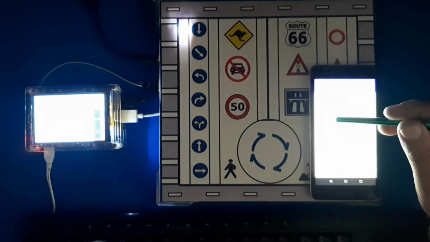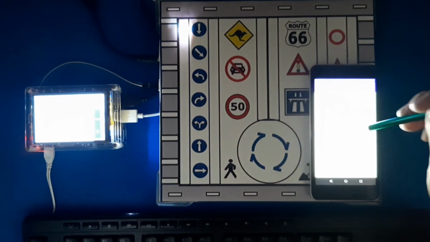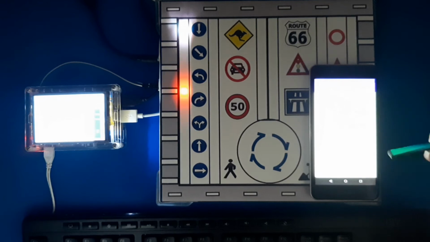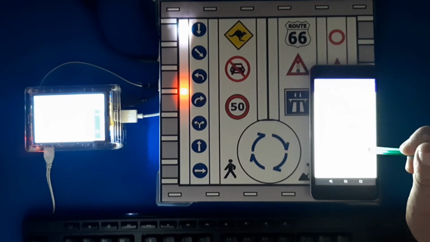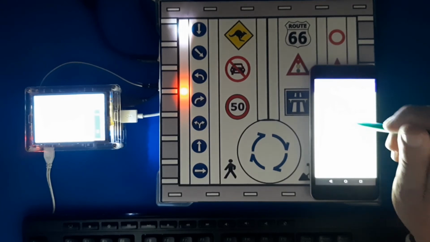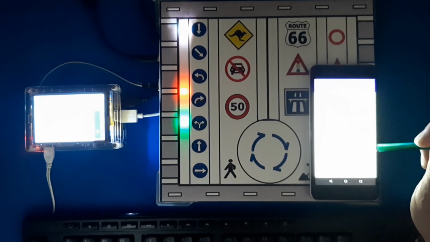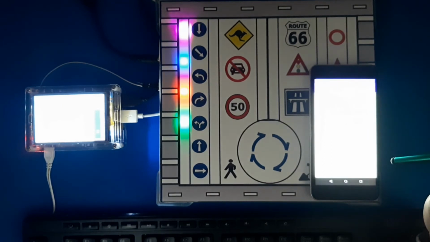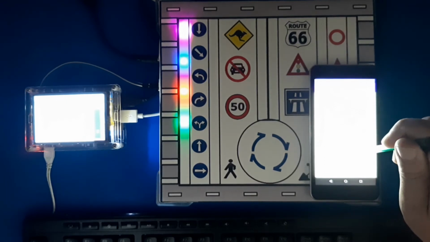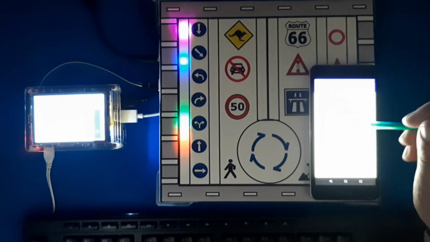So driver 1 in red is showing up. We press the dice button. It's got 4, and the fourth LED is showing up red. Green's got 6, and the 6th LED is showing up green. Driver 3's got 2, and the second LED is showing up blue. So you can carry on like this.